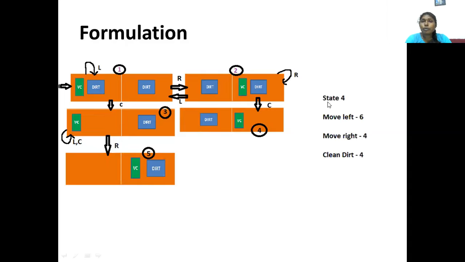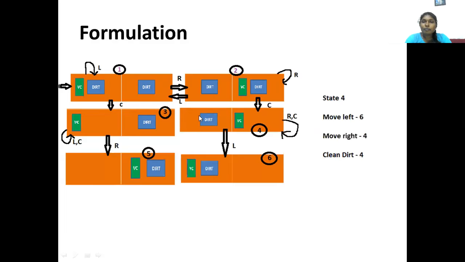Similarly for state 4, when it wants to move left, the vacuum cleaner is in the right side room. When it wants to move left, it makes a transition to a new state. The reason is the left side room is clean, the right side room has dirt, and the vacuum cleaner needs to be placed in the left side room. So this is a new state.